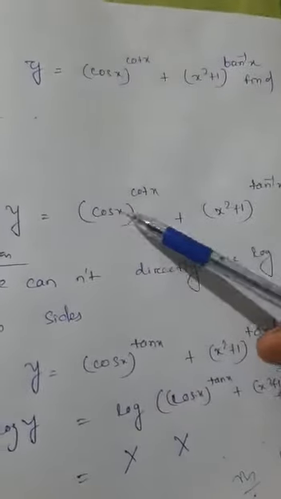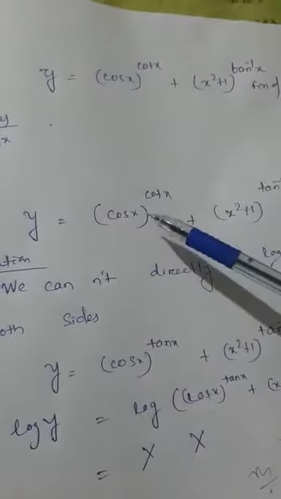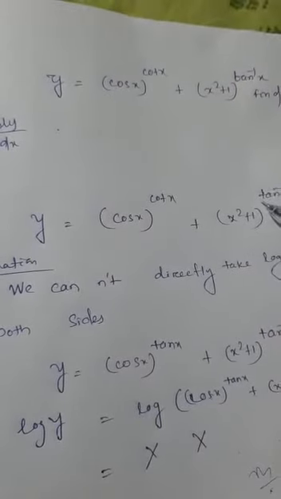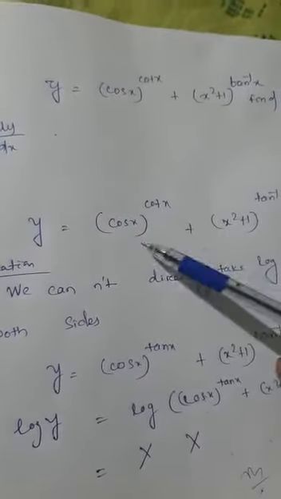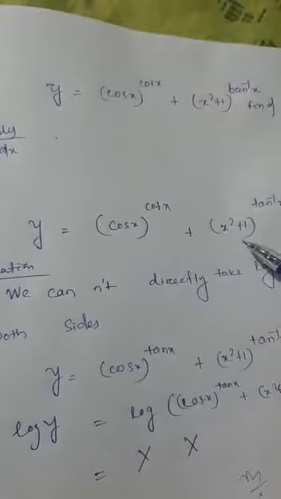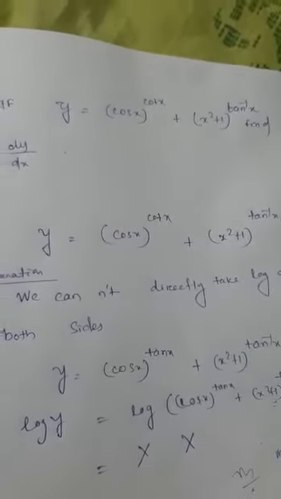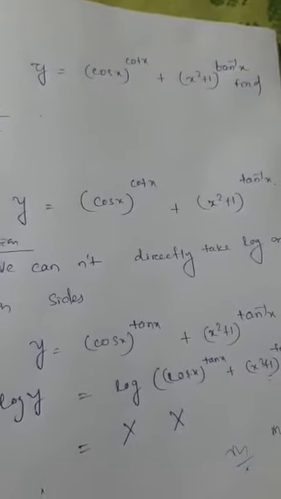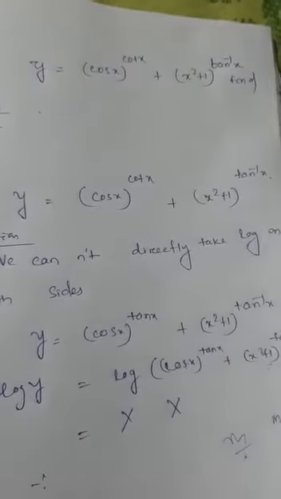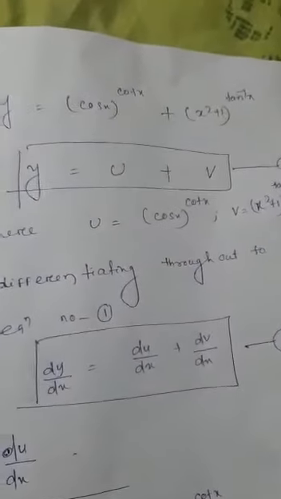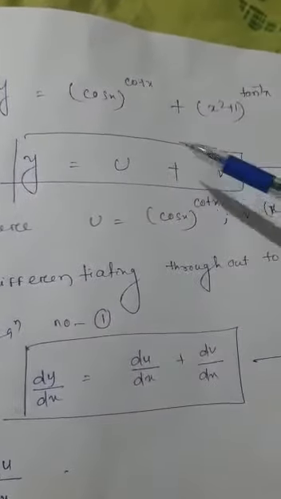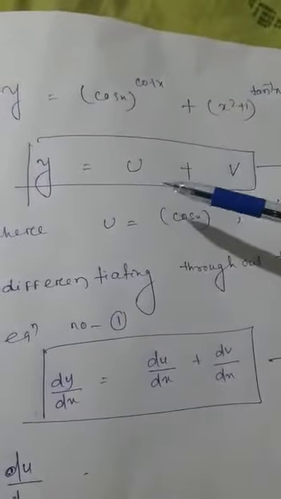So for these types of problems we cannot apply it. Though it contains variable power variable, since these two portions are present in addition mode, we cannot directly apply the logarithmic formulas on both sides, or we cannot take log on both sides. See how to solve. These are all long questions. See how to find out the value of dy by dx.